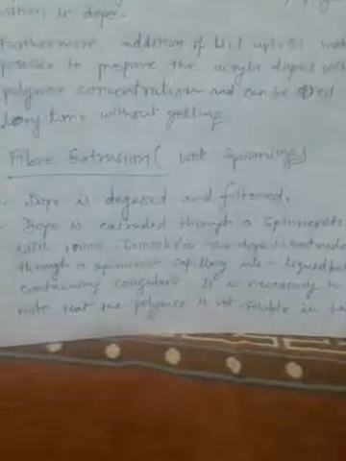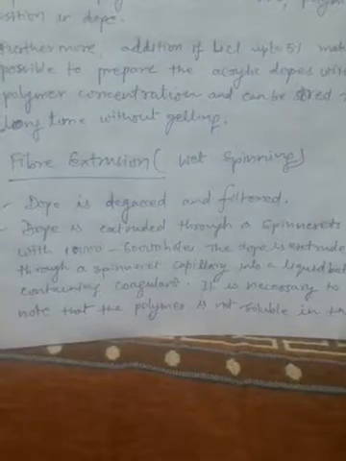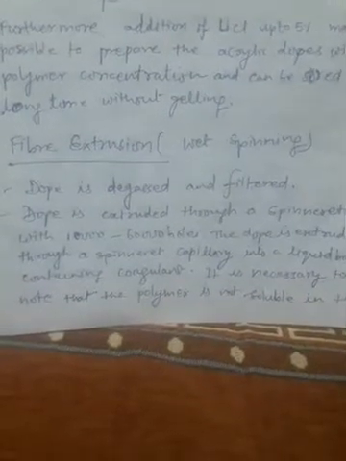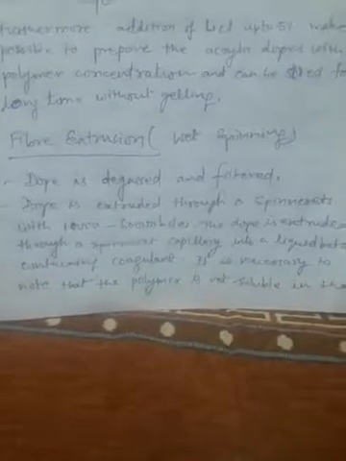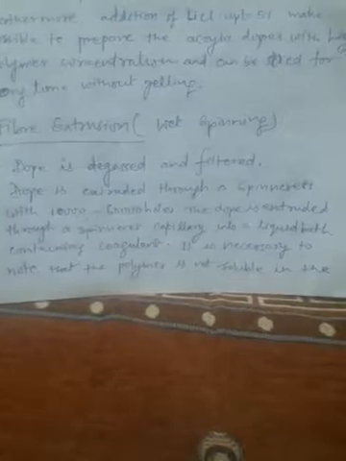In wet spinning, the dope is first deaerated and filtered, and then extruded through a spinneret with a large number of holes, say 10,000 to 60,000, and nowadays more than 1 lakh holes in a single spinneret are used. The dope is extruded through the spinneret capillaries into a liquid bath containing coagulant.